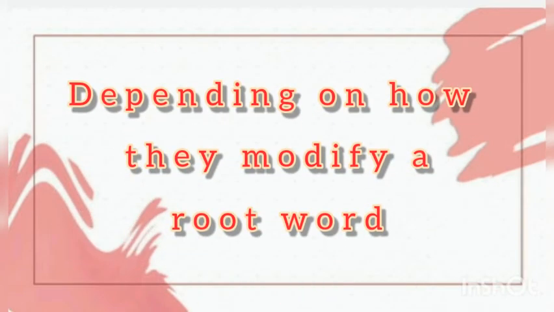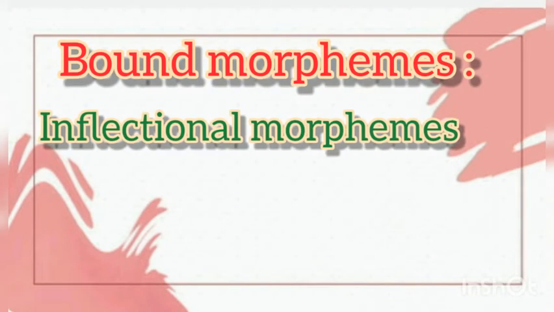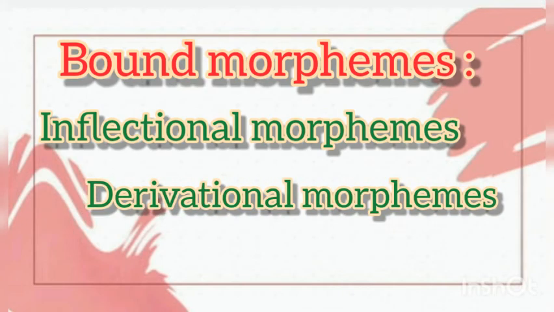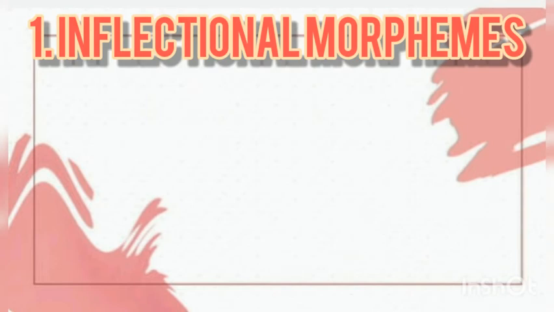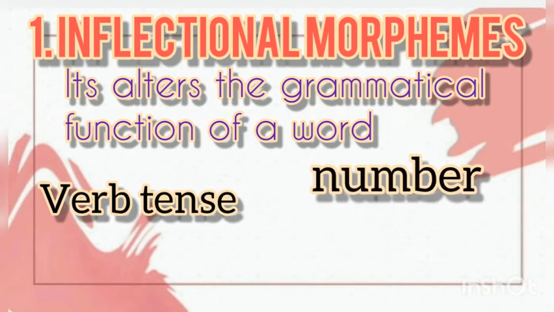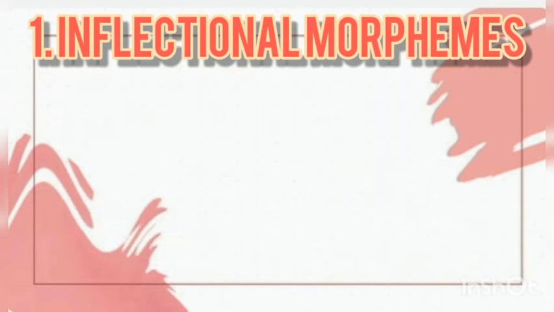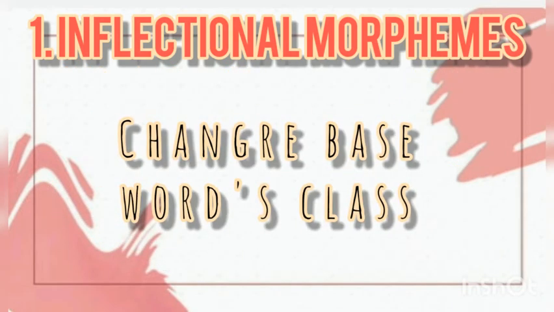Depending on how they modify a root word, bound morphemes can be grouped into two categories, namely inflectional morphemes and derivational morphemes. Now, let's talk about inflectional morphemes. This type of morpheme alters the grammatical function of a word, whether it be the verb tense, number, mood, or another language inflection, while leaving the base word's class unchanged.